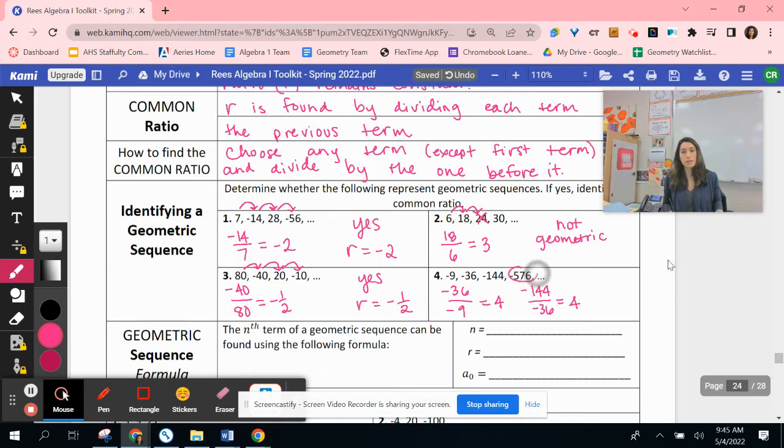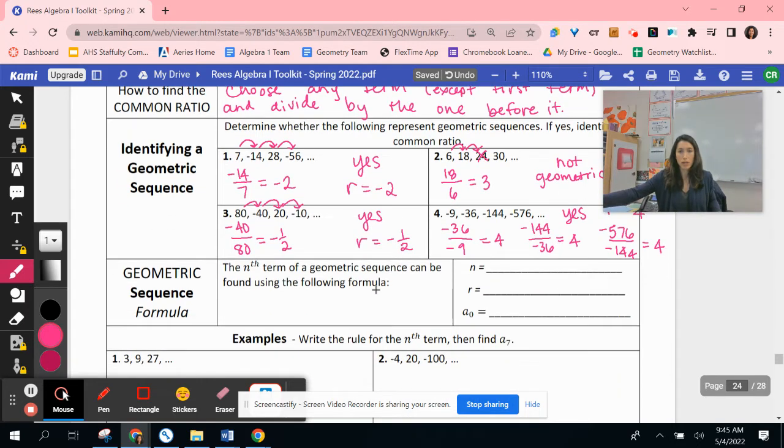And then let's check this. Is the fourth number divided by the number in front of it also 4? Is negative 576 divided by negative 144 equal to 4 as well? And it is. So when they all divide and equal the same thing, we would say yes. So that's another strategy to solve it. Take each number, divide it by the number in front, and make sure you're getting the same ratio. So our ratio here is 4. Okay.